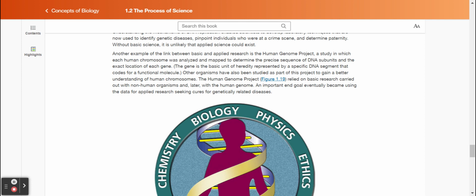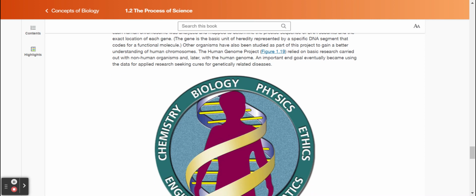Another example of the link between basic and applied research is the Human Genome Project, a study in which each human chromosome was analyzed and mapped to determine the precise sequence of DNA subunits and the exact location of each gene. The gene is the basic unit of heredity, represented by a specific DNA segment that codes for a functional molecule. Other organisms have also been studied as part of this project to gain a better understanding of human chromosomes.